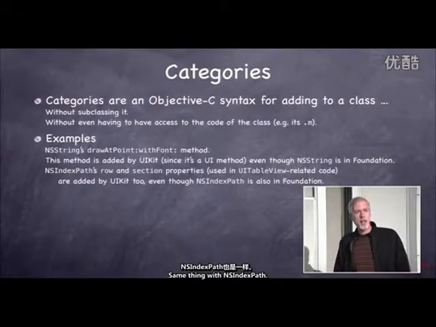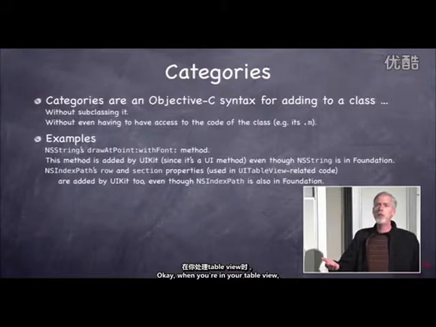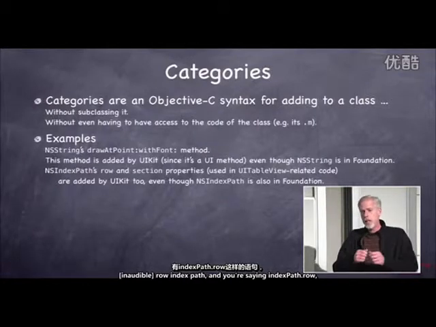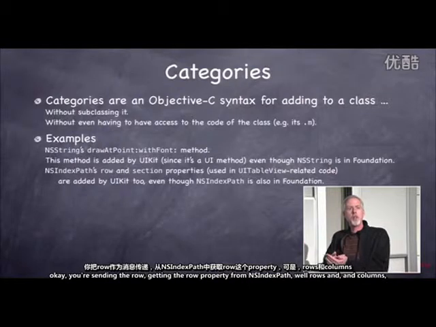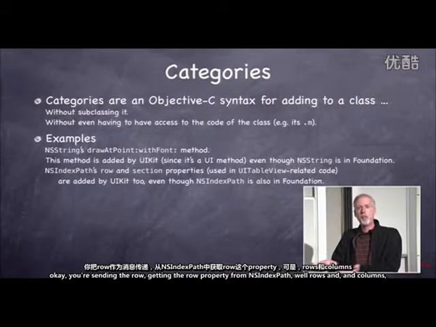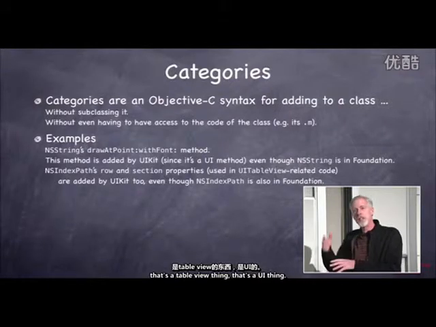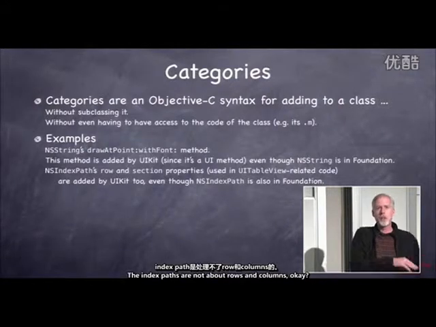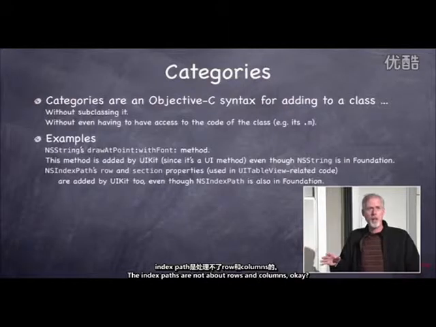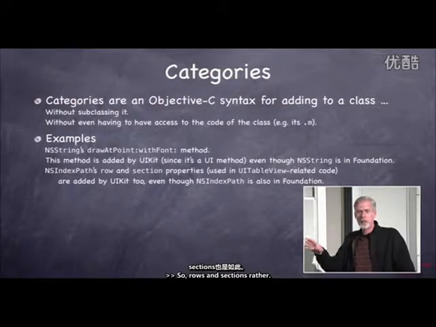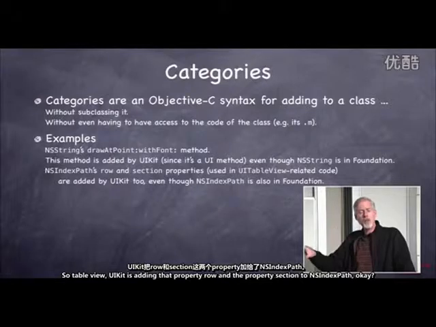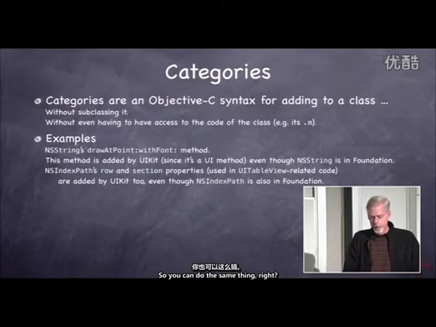Same thing with NSIndexPath. When you're in your table view, and you're saying indexPath.row, you're getting the row property from NSIndexPath. Well, rows and sections, that's a table view thing. That's a UI thing. Index paths are not about rows and sections. So UIKit is adding that property row and the property section to NSIndexPath. Okay? So you can do the same thing, right?